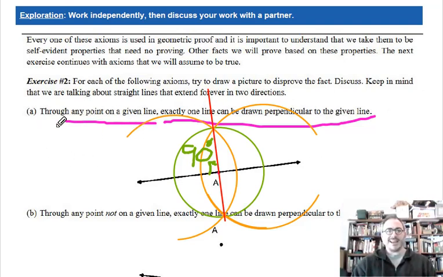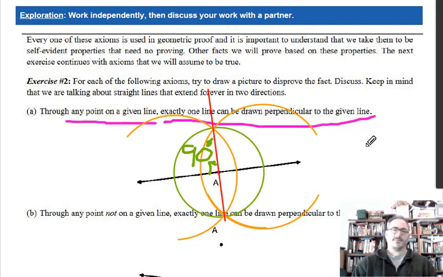Can we draw any other perpendicular line that also goes through point A? Is there any other different line we could draw that will do the exact same thing, that will go through A perpendicularly at a 90-degree angle? Like I could draw another line through A. There's my blue line there. That's a line through A, but it's not perpendicular. So that doesn't work.